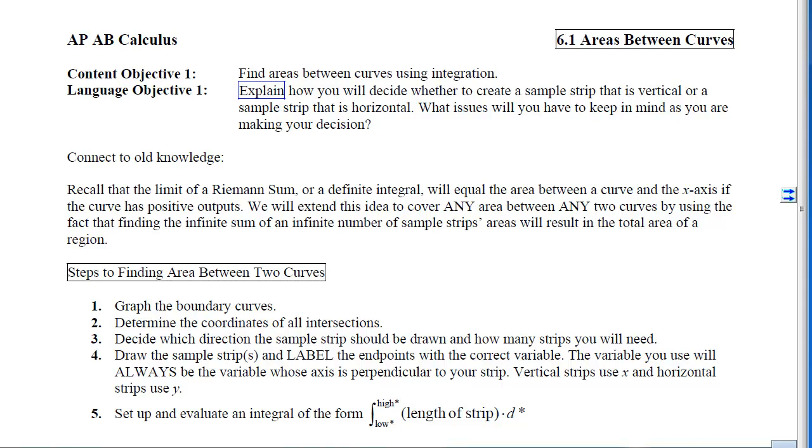Lastly, you will set up and evaluate an integral of the form: the integral from the low x or y coordinate up to the high x or y coordinate of the length of the strip times the thickness of the strip. And the thickness will either be a dx if you've drawn a vertical strip, or it will be dy if you've drawn a horizontal strip. And your area integrals will always take this form.